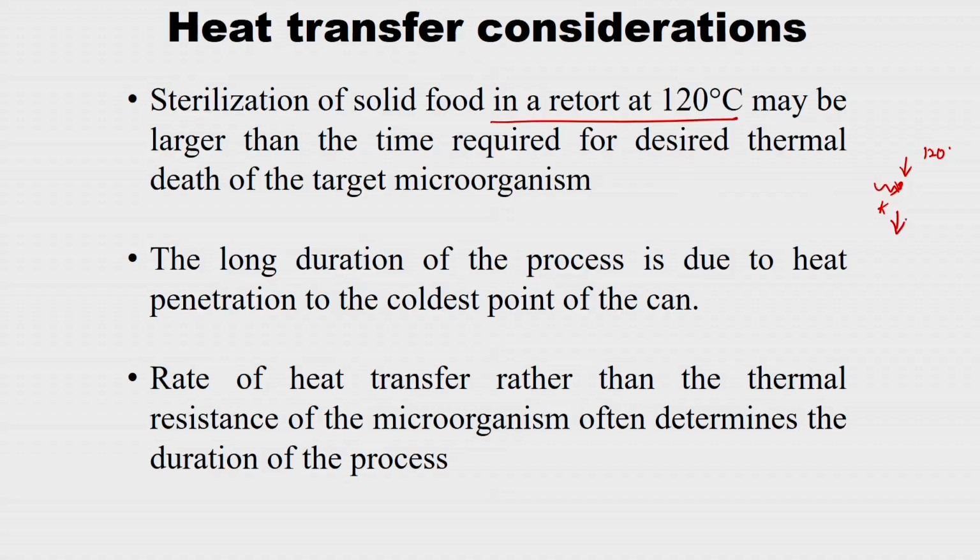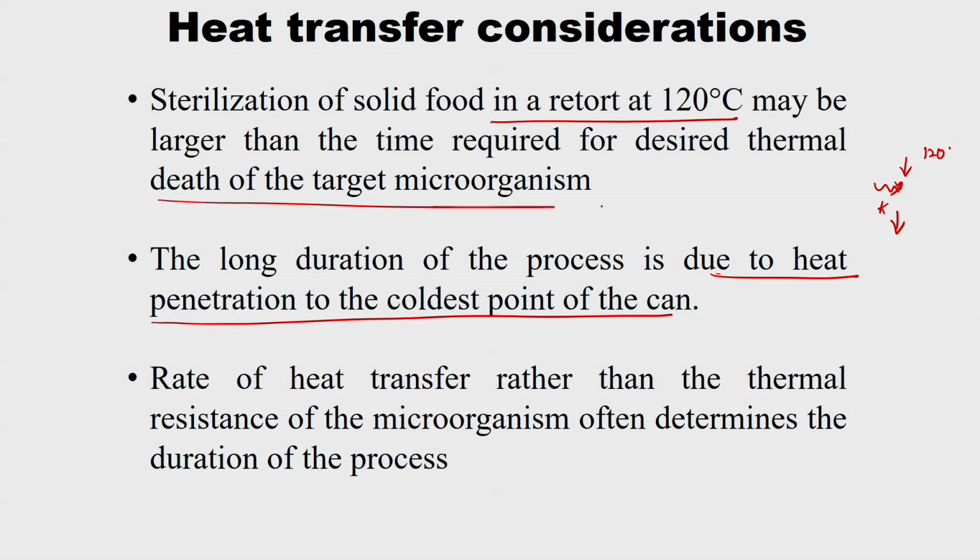So based on this slowest process, normally we know any kinetic process consideration has to be decided based on the slowest step. So the slowest step here is nothing but the heat penetration to the coldest point of the can. So this thermal death of microorganism can happen in 2 seconds or 3 seconds or 4 seconds, but this heat penetration takes almost 1 hour. So the process is designed for 1 hour rather than 3 minutes, which causes the death of the target microorganism, right. So the rate of heat transfer process, rather than the thermal resistance of the microorganism, often determines the duration of the process. So this is the slowest step.